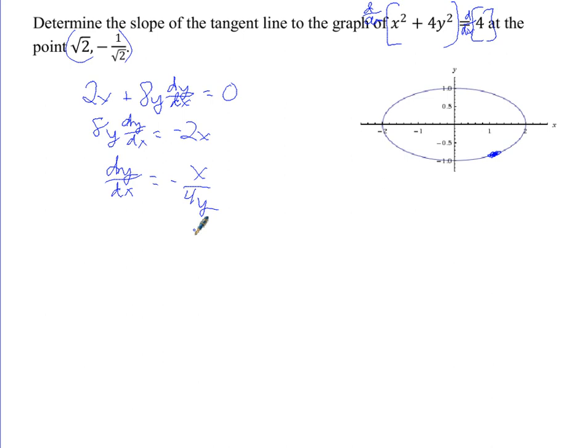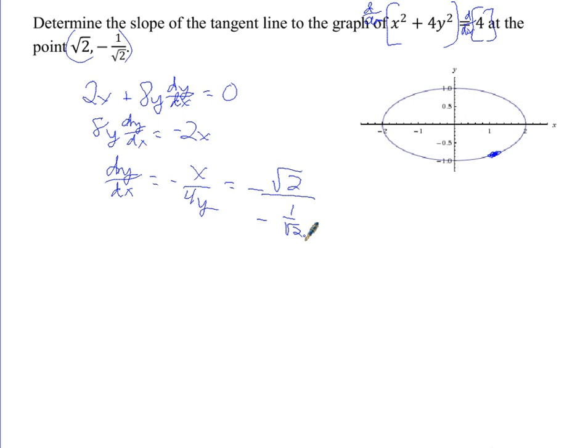Now what? Yeah, so this time, like previously, we were just able to plug in the x coordinate, but now we are plugging in the entire ordered pair because we have x's and y's in this derivative. So I don't have any notation here to write down what I'm doing, so I'm just going to substitute in. I have a negative. My x coordinate is the square root of 2 over my y coordinate, which is negative 1 over the square root of 2.